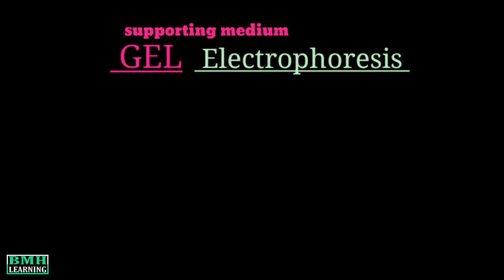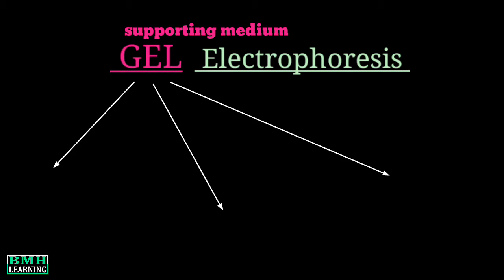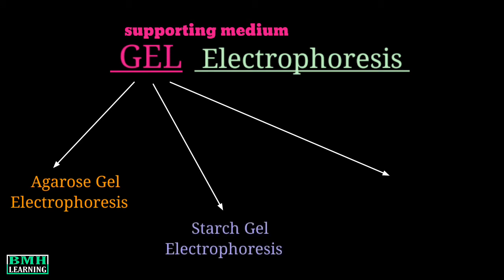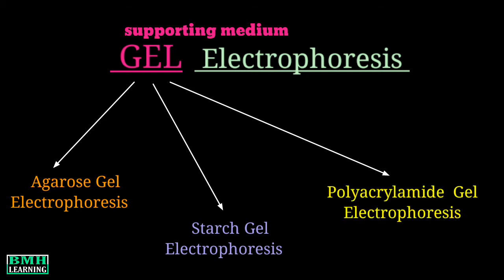Now, depending upon the type of biomolecules we want to separate, several gels can be chosen which are formed of different materials. So this gives rise to various forms of gel electrophoresis. First is agarose gel electrophoresis. Then we have starch gel electrophoresis. Next variant is polyacrylamide gel electrophoresis. We will discuss each category in detail in separate videos.